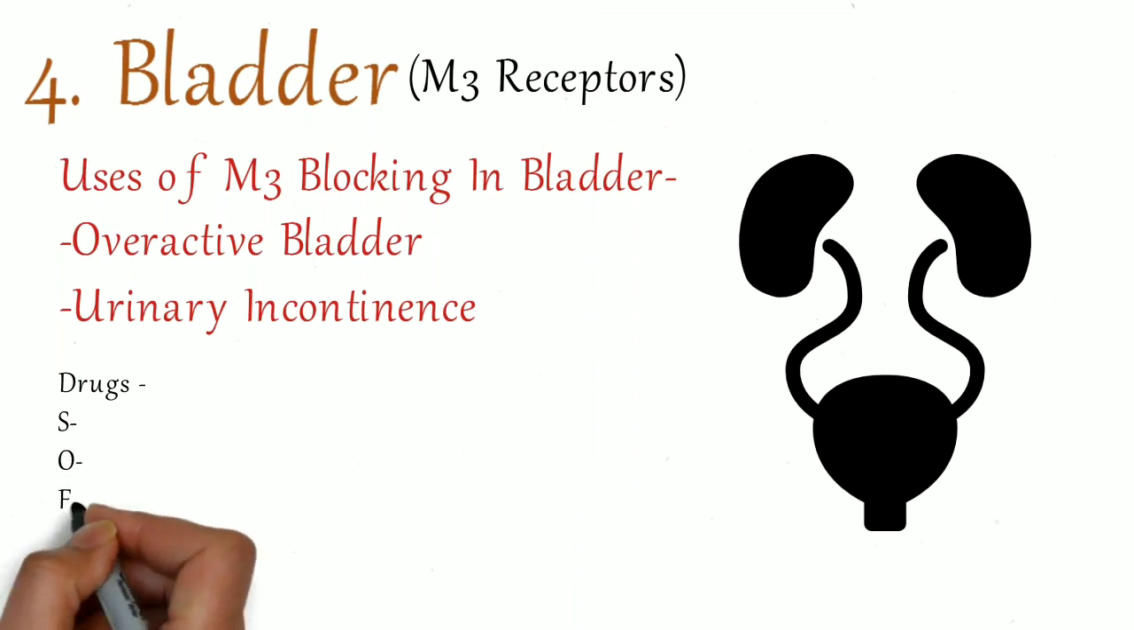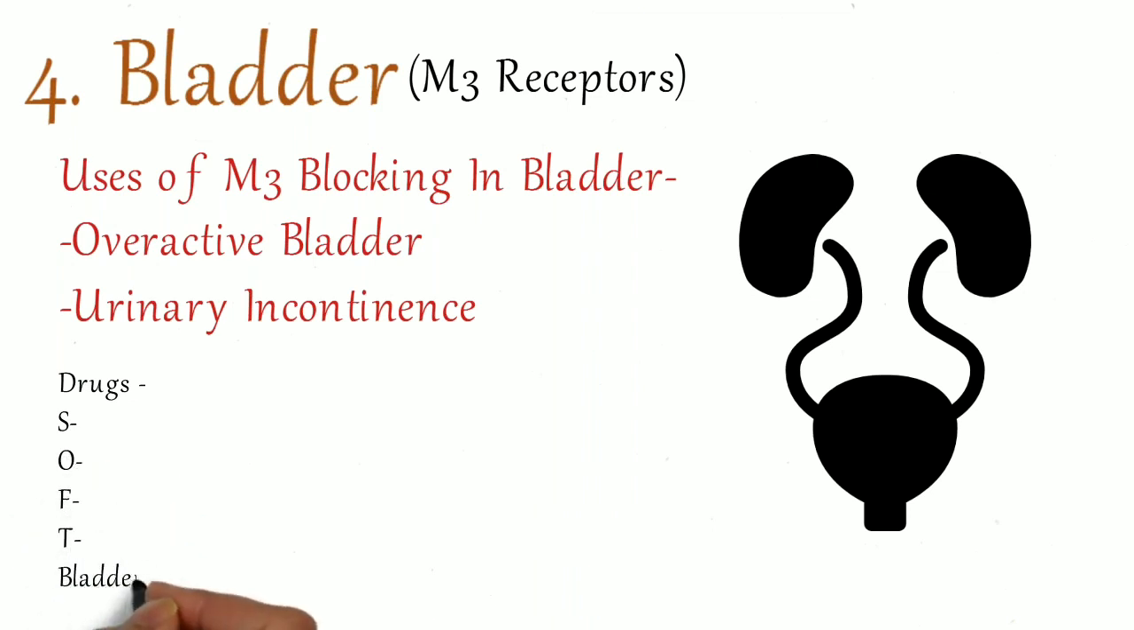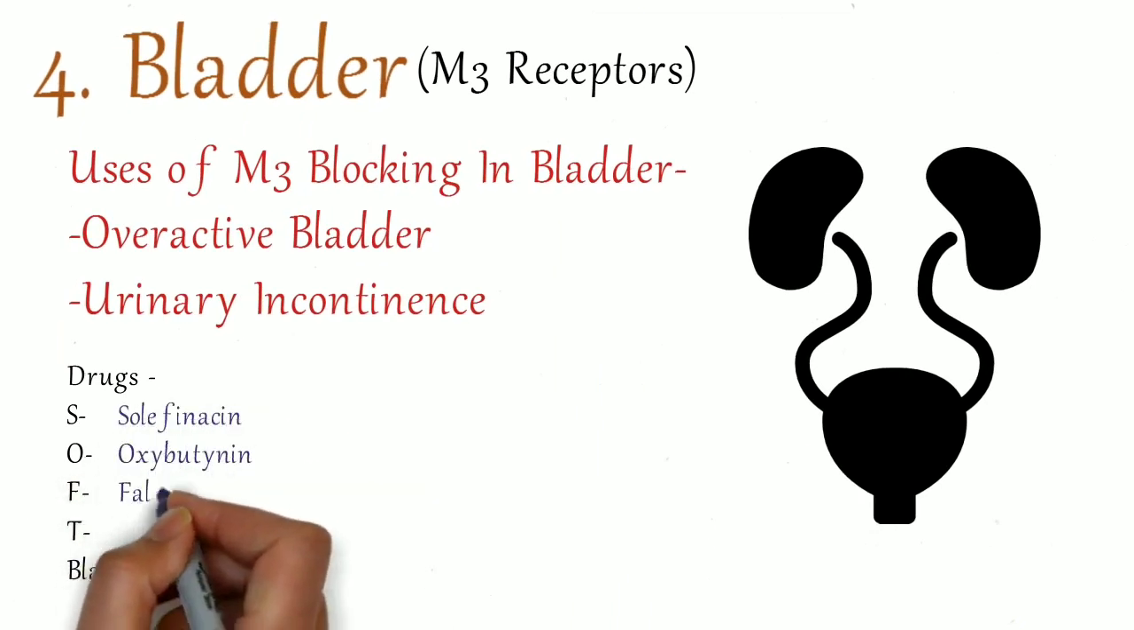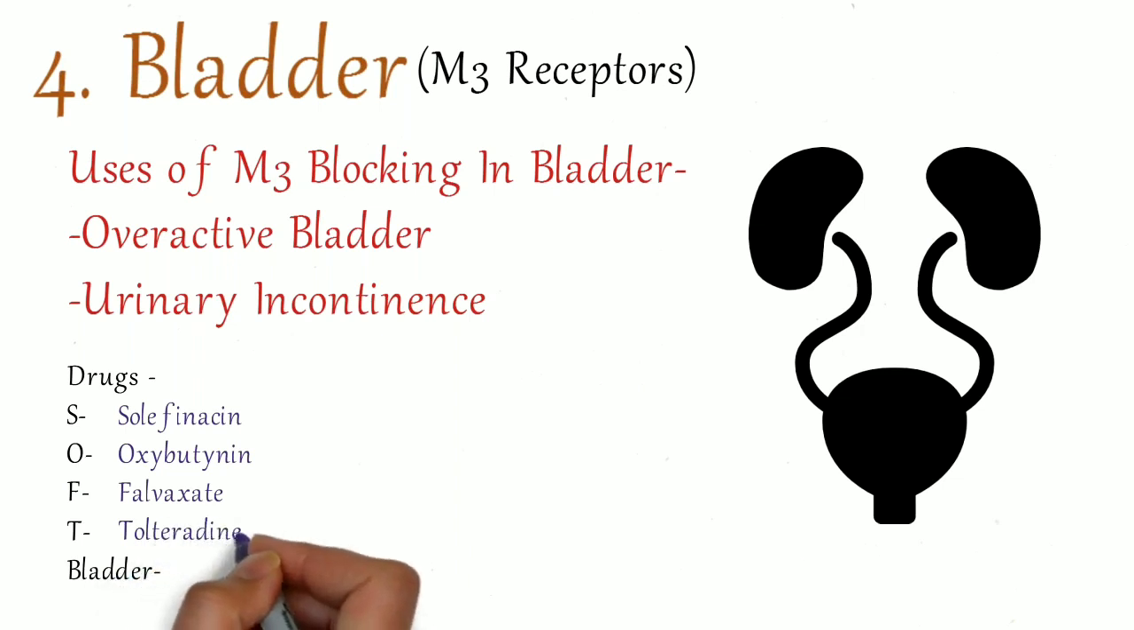The drugs we can use for this follow the mnemonic SOFT B, in which S is for solifenacin, O for oxybutynin, F for flavoxate, T for tolterodine and trospium, and B for darifenacin.